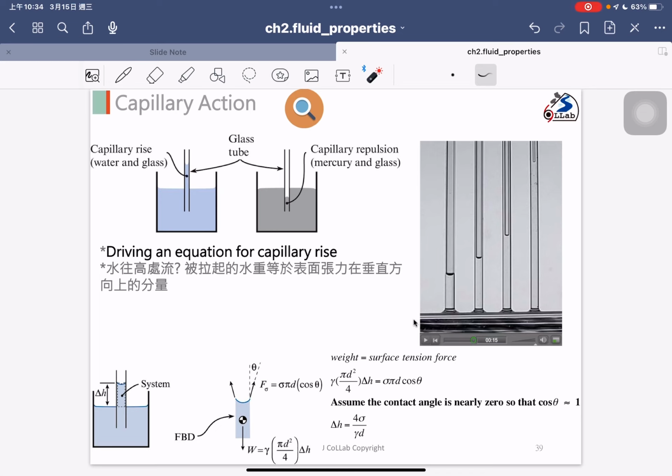Okay, the capillary tube is put into the water, and you will see the water level increase. That's because the adhesion between the tube and the water is higher than the cohesion of the water. So the adhesion along the boundary will stick with the water. That's the reason the water rises: the boundary sticks to the water, so the water rises together.